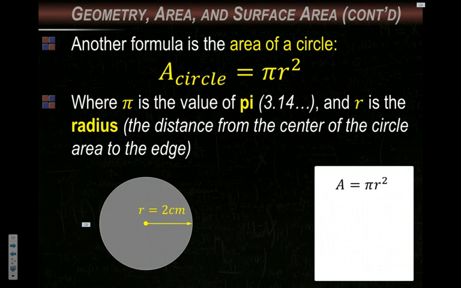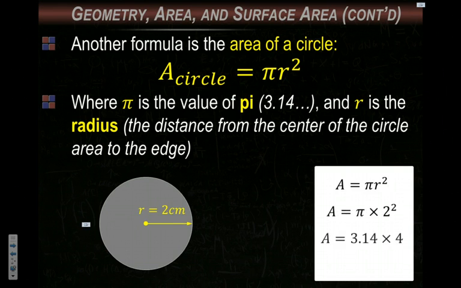Pi is a magical number that works with circles. It's 3.14, etc. Okay? But with pi, we also need some other measurement with the circle. And in this case, what we're going to use is the distance from the center of the circle to the edge, which we call the radius.